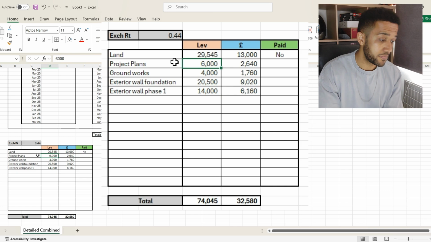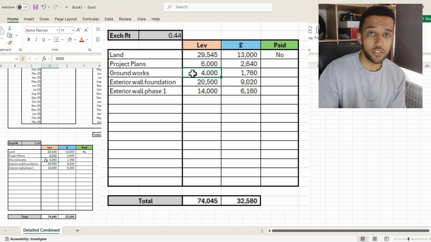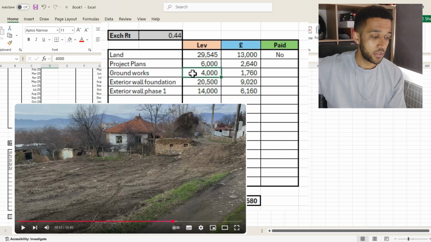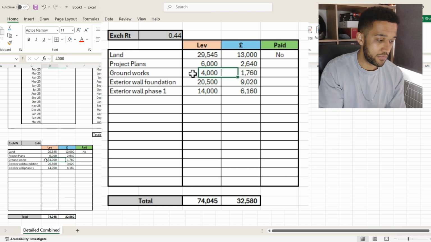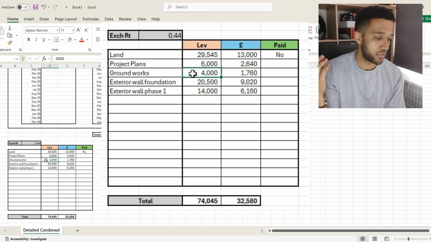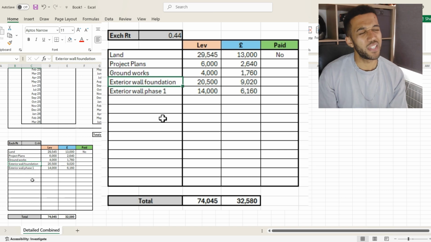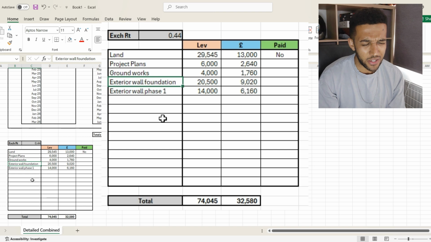So the groundworks, as you'll see in video 1, where it cleared all of the land, that was around £1,700, so 4,000 lev. Again, pretty good price considering what they did. These are some of the costs that will be coming out, I think you'll probably see this in episode 3. I don't think it's there in episode 2 yet.